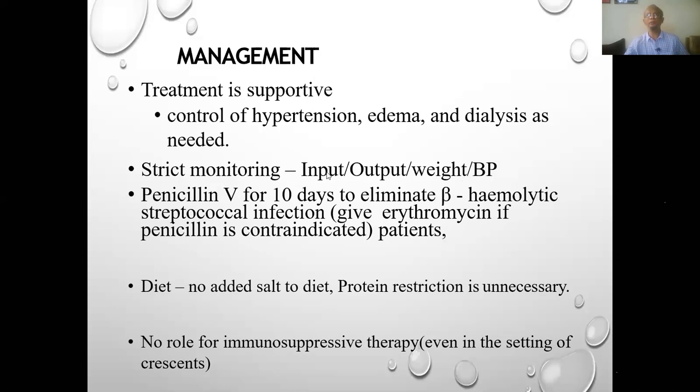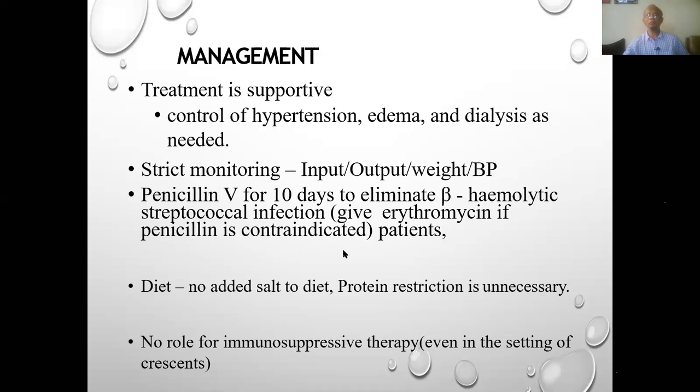And if you see there is a sore throat and an infection in the throat, tonsillitis, then you can advise penicillin. That is phenoxymethyl penicillin for 10 days to eliminate the beta hemolytic streptococcal infection. If the patient is penicillin sensitive, then you can give erythromycin. If it is a case of infected scabies, you can also give cloxacillin. Then you can treat the scabies with either ivermectin or other drugs.